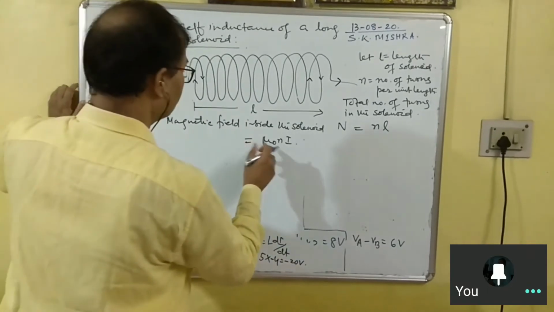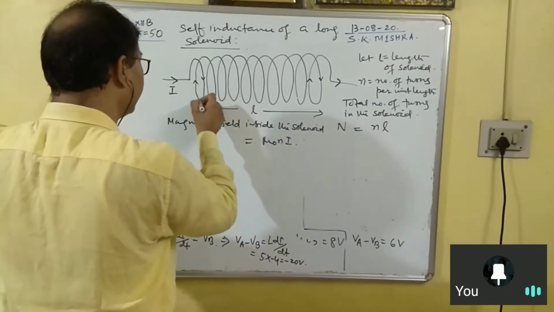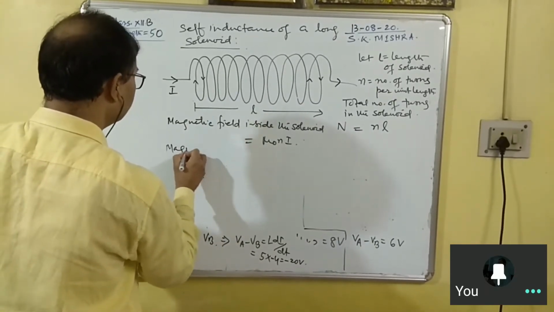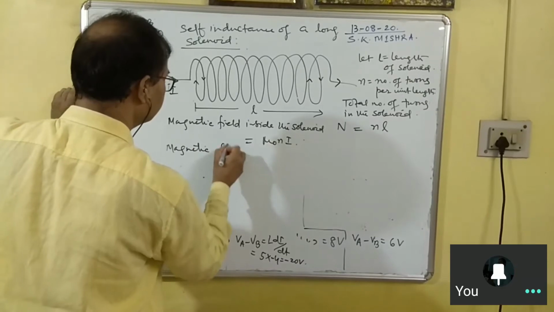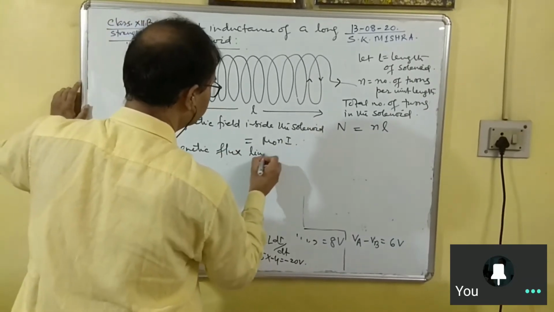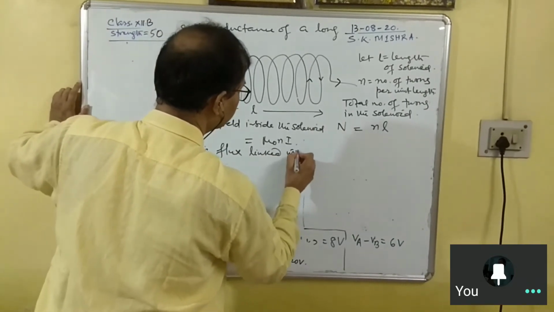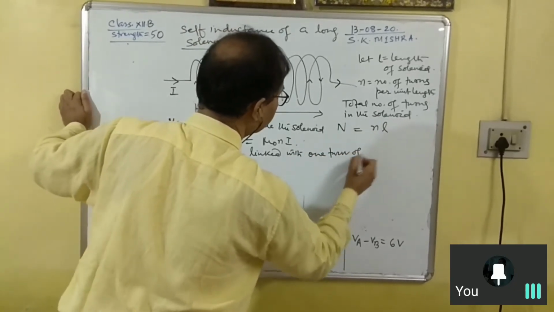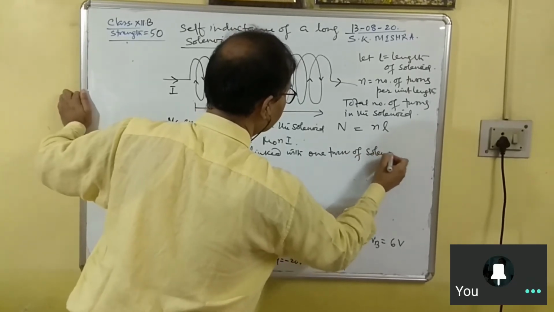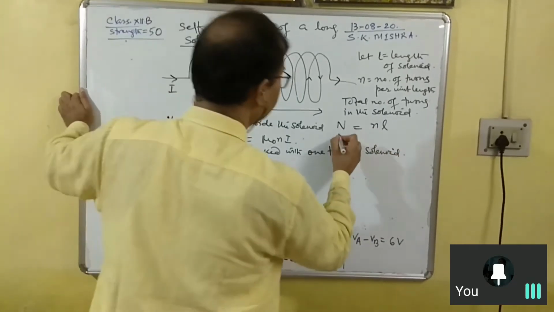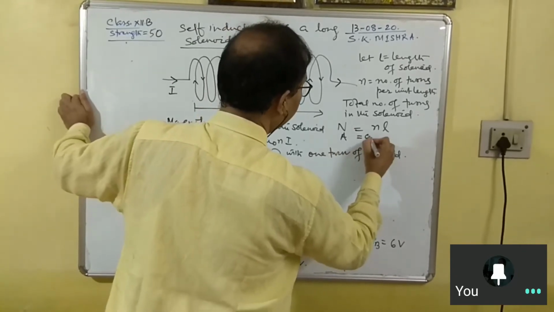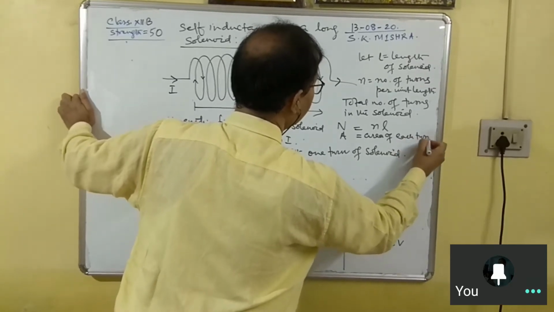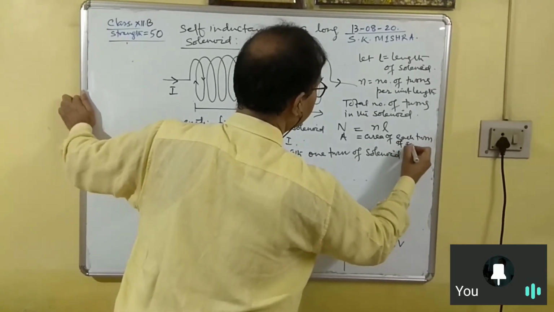Now, if I ask you what is the flux linked with each turn of the solenoid, so magnetic flux linked with one turn of solenoid. Remember, in assumption we are writing let A is equal to the area of each turn of solenoid.